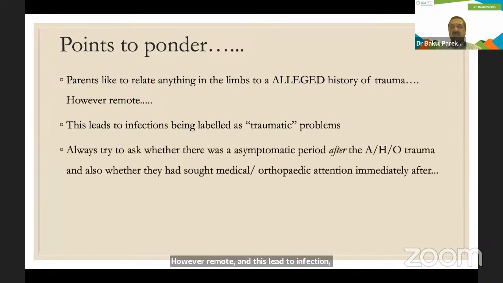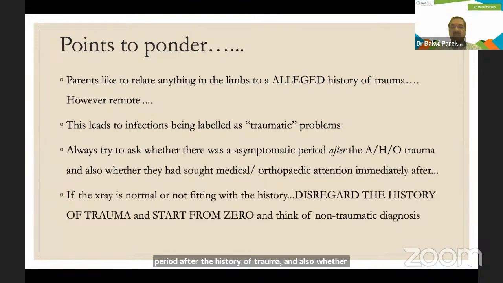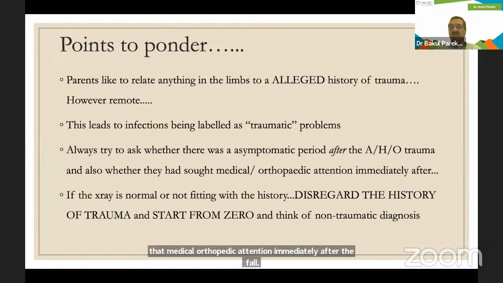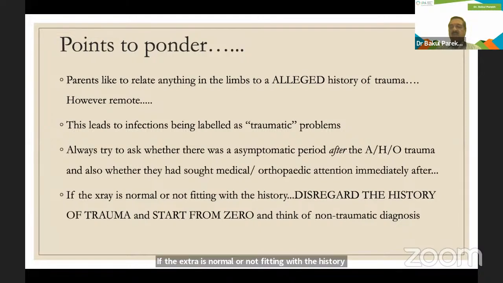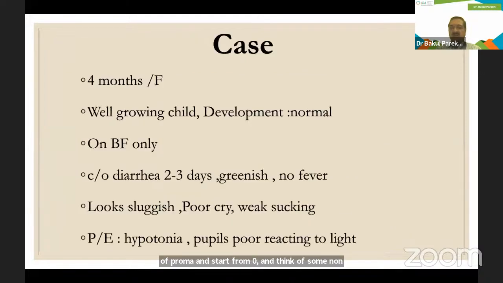And always try to ask whether there was an asymptomatic period after the history of trauma, and also whether they had sought medical or orthopedic attention immediately after the fall. If the X-ray is normal or not fitting with the history, disregard the history of trauma and start from zero and think of some non-traumatic diagnosis. So this was again a learning.